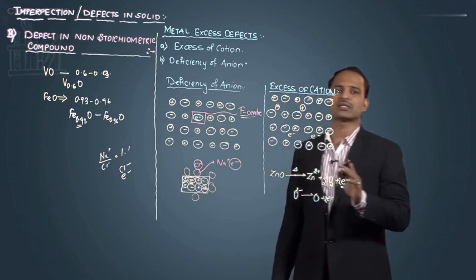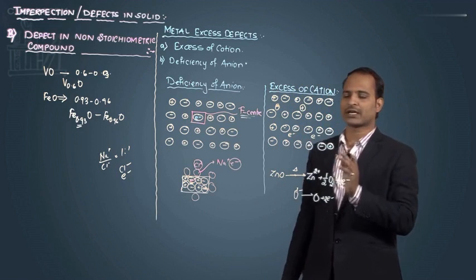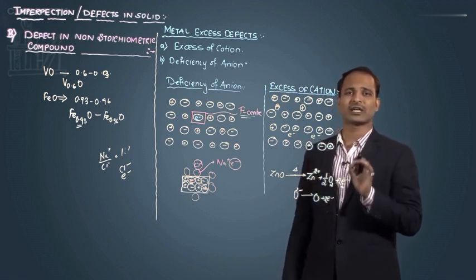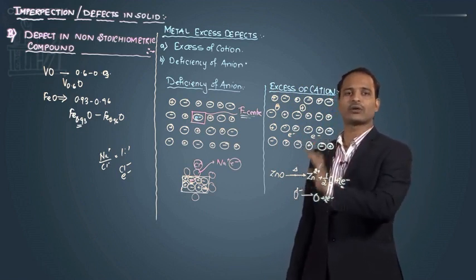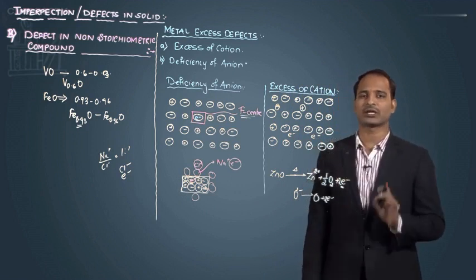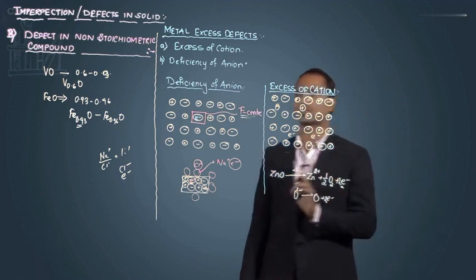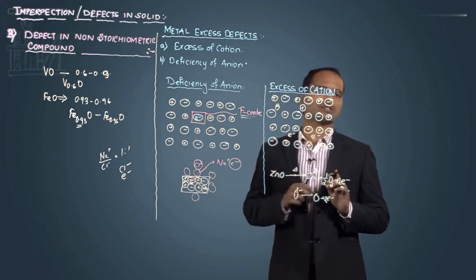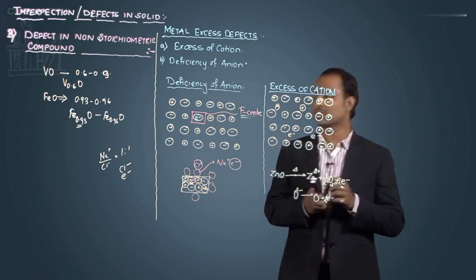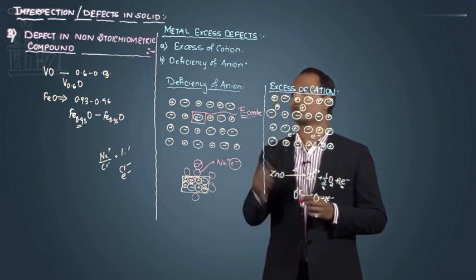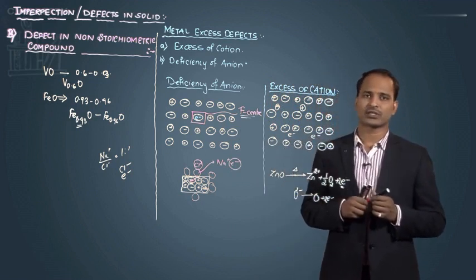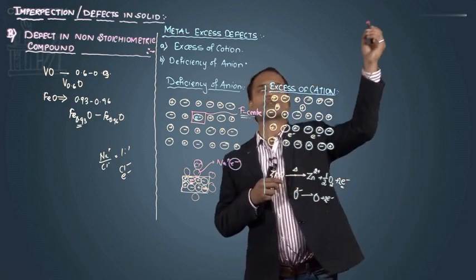So here again, this is a non-stoichiometric defect. As I said, the ratio of the cation and anion is not according to the expected chemical molecular formula of a given solid. Then after metal excess defect, the next we are having the metal deficiency defect. That is the second type of the defects in non-stoichiometric solids. So the second one is, this was the first one.